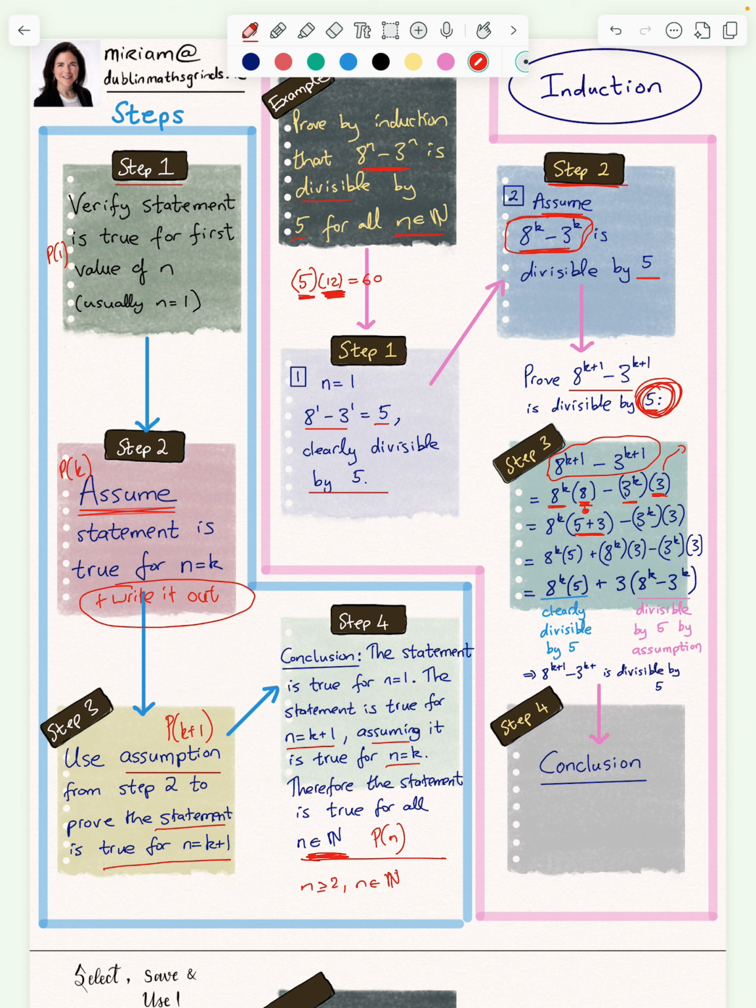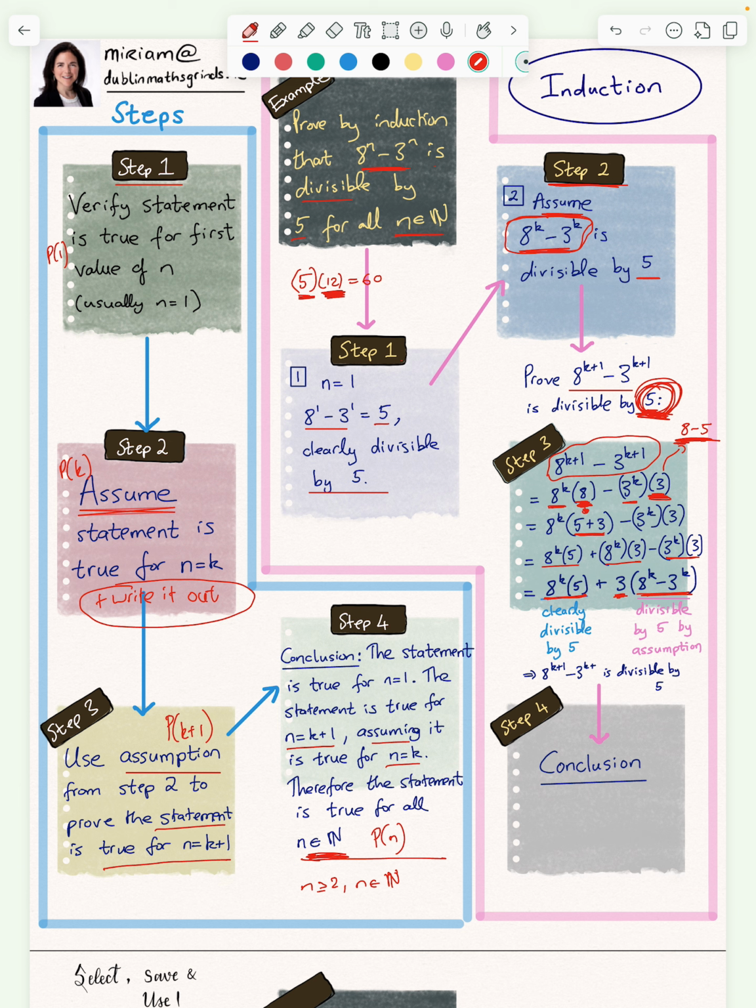I could also have here said that 3 is 8 minus 5. So take one of those coefficients and break it up into the number 5 and the other number. And in this instance here, the number 5 and the number 3. And that means then we've 8 to the k times 5 plus 8 to the k times 3 minus 3 to the k times 3. So in the right hand side there, we can factor out 3 to get 3 times 8 to the k minus 3 to the k, and then we've 8 to the k times 5.